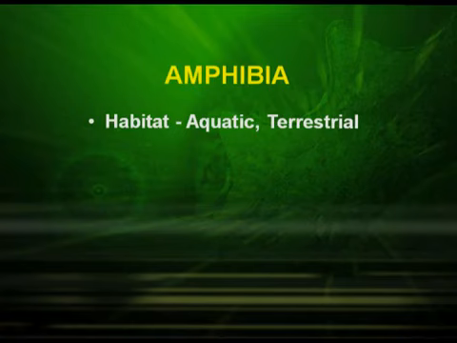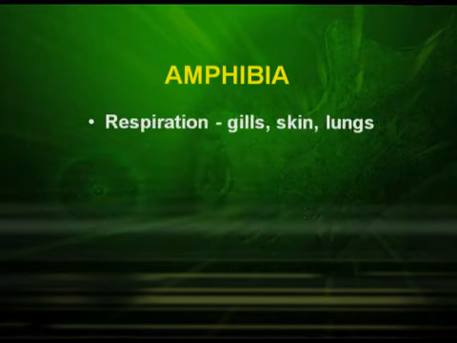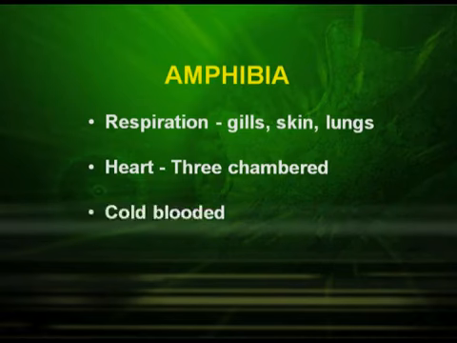Amphibia. They are found in aquatic as well as terrestrial habitat. Presence of 2 pairs of limbs. Their body is divided into head and trunk and the respiration is either by gills, skin or lungs. In amphibia, heart is 3 chambered and they are cold blooded animals.